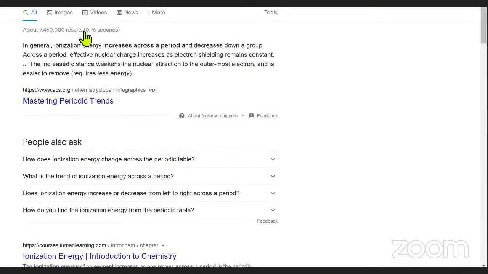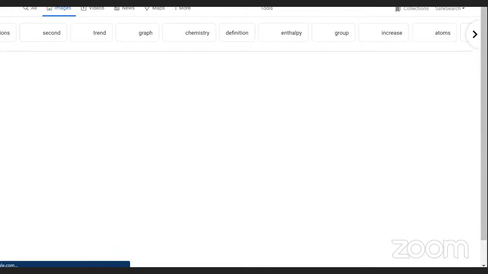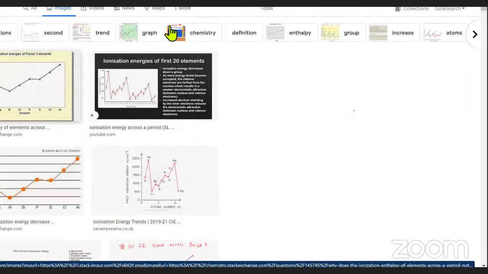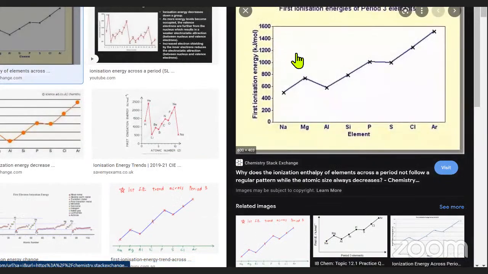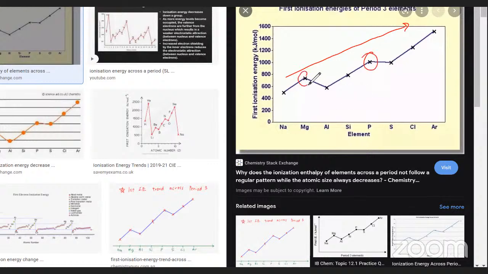So this is your graph. There are dips at group 3 and 6. But otherwise, across the period, ionization energies look like this. They keep on increasing when you move across the period. So he's talking about phosphorus, which is over here, and magnesium, which is over here. The ionization energies keep on increasing across the period. It becomes very difficult to remove electrons when you move to the right.